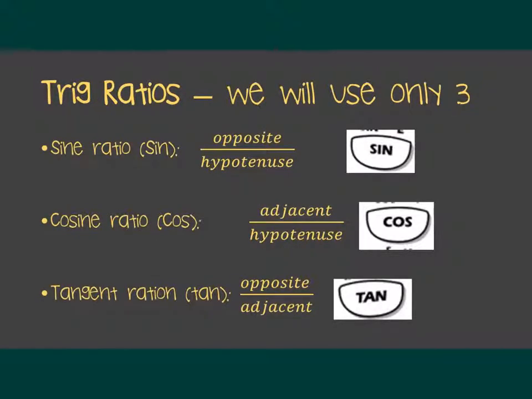So the trig ratios that we're working with, there's only three that we actually work with. We'll work with the sine ratio, which is the ratio of the opposite side over the hypotenuse. This is the sine button on the calculator. The cosine ratio, which is the adjacent side over the hypotenuse. This is the cosine button on the calculator. And then you have your tangent ratio, which is your opposite side over your adjacent side. And this would be the tangent button on the calculator.